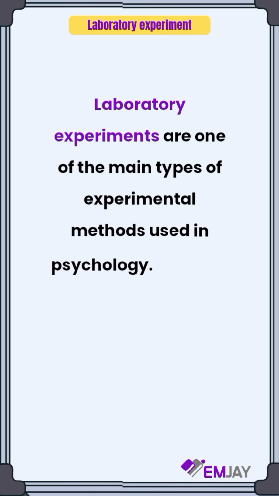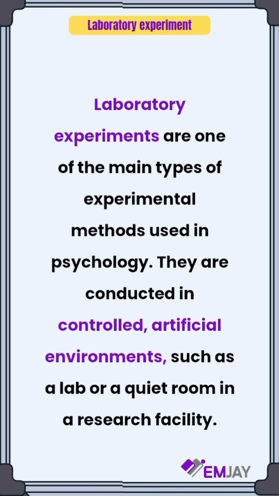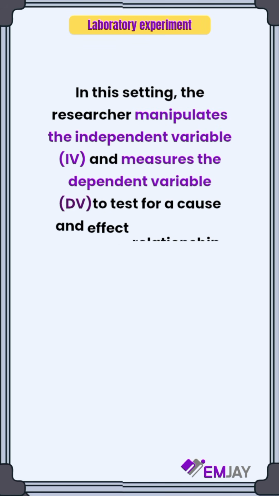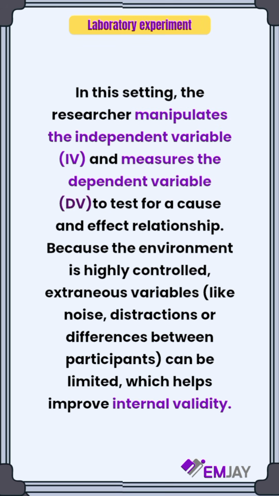Laboratory experiments are one of the main types of experimental methods used in psychology. They are conducted in controlled, artificial environments, such as a lab or a quiet room in a research facility. In this setting, the researcher manipulates the independent variable (IV) and measures the dependent variable (DV) to test for a cause and effect relationship. Because the environment is highly controlled, extraneous variables like noise, distractions, or differences between participants can be limited, which helps improve internal validity.